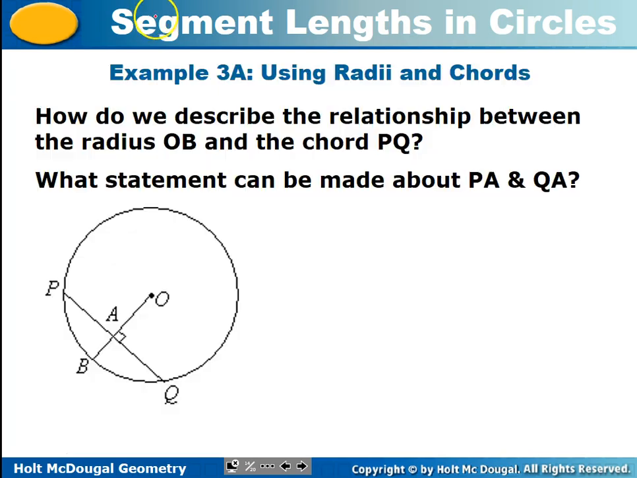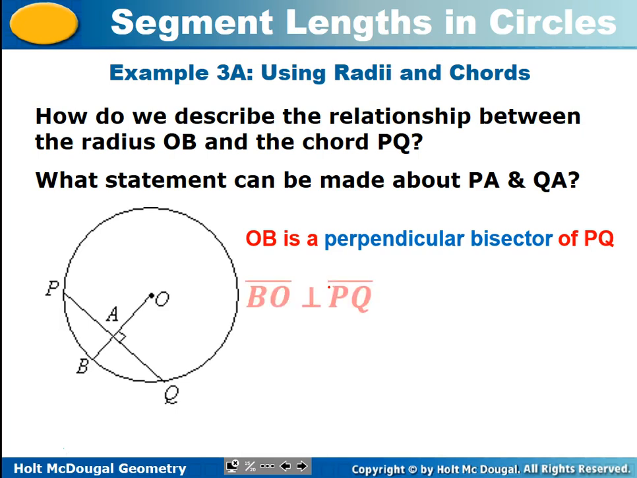So let's go ahead and look at this next problem. It says, how do we describe the relationship between the radius OB and the chord PQ? Well, OB is a perpendicular bisector of PQ. We know that because it is a radius, and we have a chord, and they intersect at a right angle. Then it says, what statement can be made about PA and QA? Well, PA and QA are congruent. So once again, we would have tick marks here.